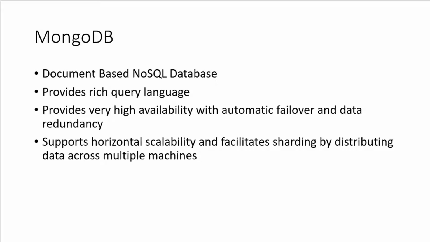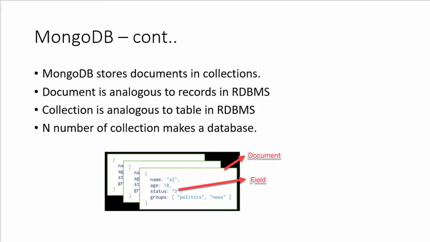The horizontal scalability of MongoDB makes sure we can have a number of machines, and a huge volume of data can be handled within MongoDB. MongoDB is a document-based database. It has a collection of databases. So within a database, I'll be having a number of collections.